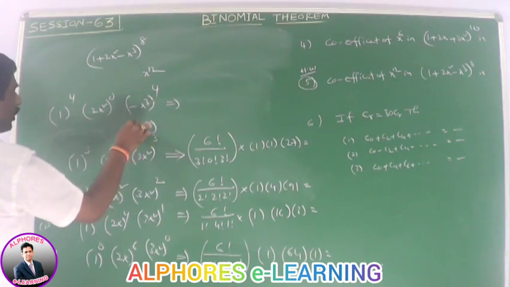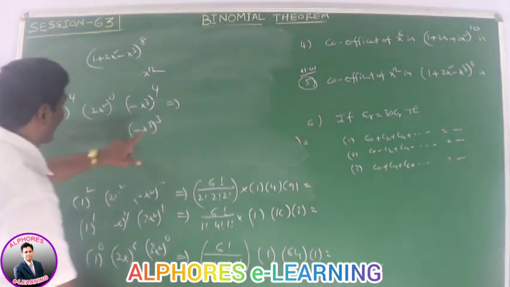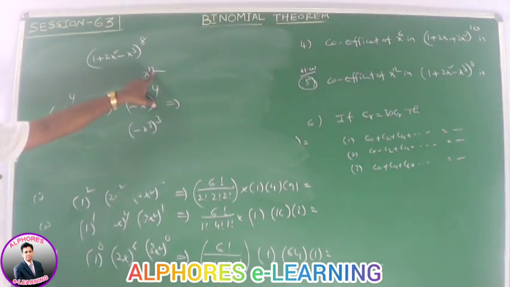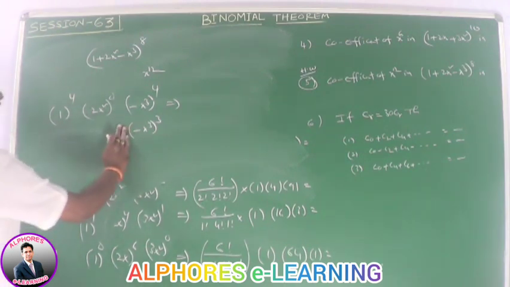Next, minus x whole cube whole power 3. That means we get 9. For getting x power 12, required value is 3. But here 2x square whole power 1 means x square. X square whole square means x power 4. That means we can't get x power 3. Okay, we cannot get x power 3. So it is not possible.